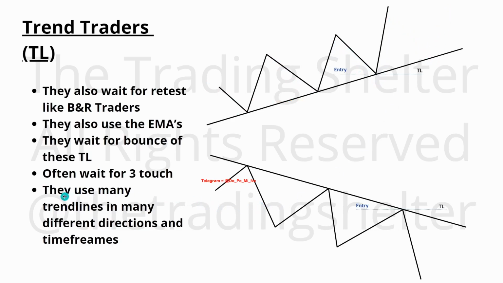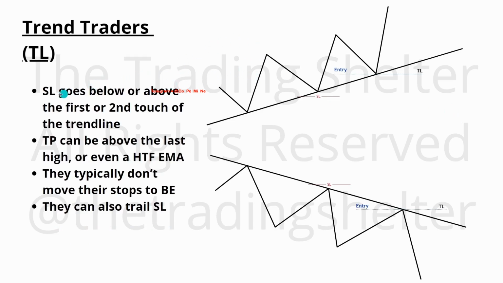Okay? They use many trend lines in many different directions and many different time frames. You already saw the traders doing this, this, and this. This is how they do it. So, the stop loss goes above the first or second touch, because if the trend line touches here and they put their stop loss here, it doesn't make any sense. They put it at the previous structure. That makes a little bit more sense, especially in a higher time frame also.